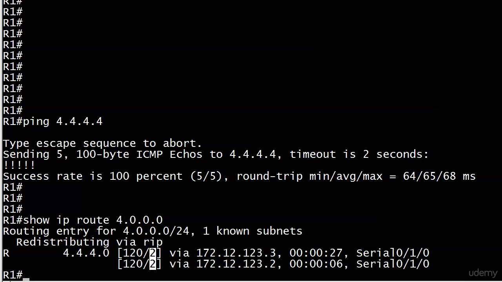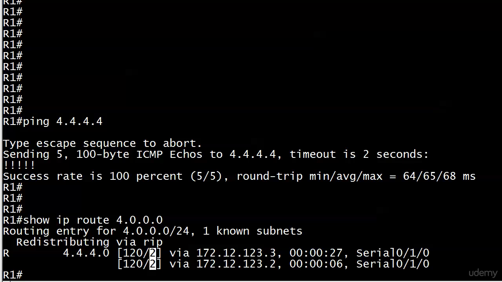But here RIP is saying, hey, these paths are absolutely equal. I have 2 paths I'm getting via my updates, and I'm putting them both in the table because they have equal cost. And now we're going to send roughly half of the data going to 4.4.4.0 through 123.2 over at router 2. The other half, roughly, 123.3. I say roughly because it's rare that it's going to be exact, but it's going to be pretty close.